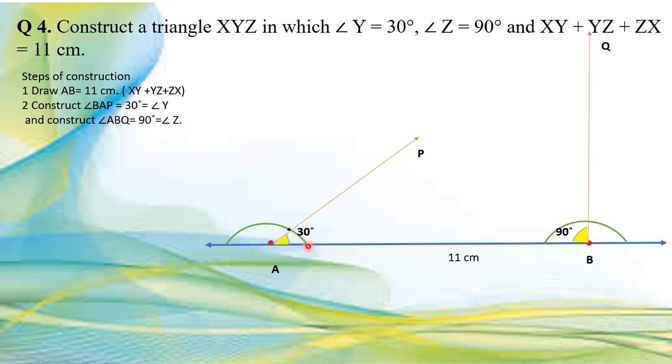From these two points, open the compass more than half of this arc and cut two arcs, with these points as centers, intersecting each other at a point. Now we join this intersection point of the arcs with point A and extend it, so we get this line. This ray divides angle A into equal parts, that is 15 and 15 degrees.